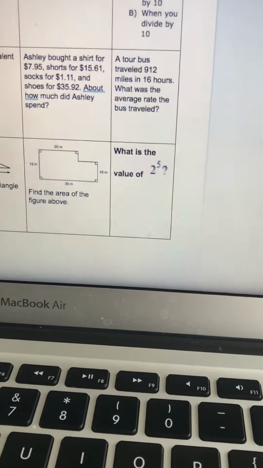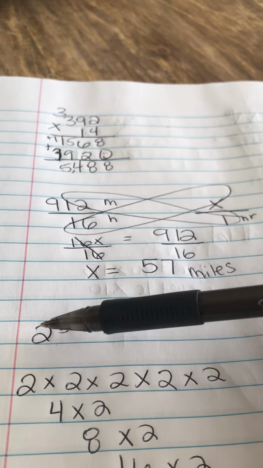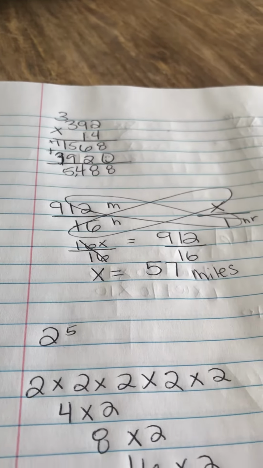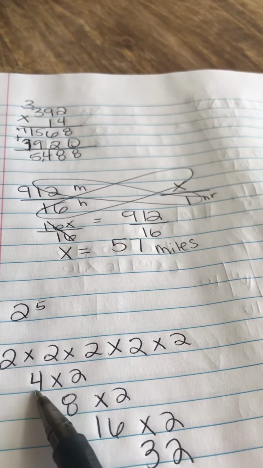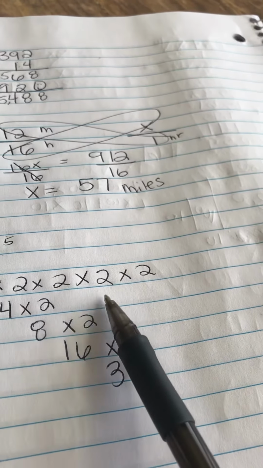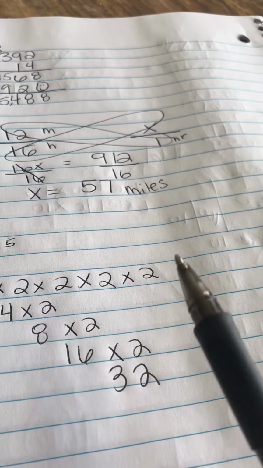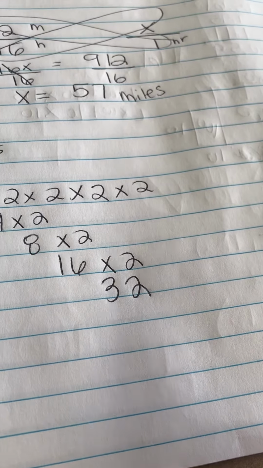So what is the value of 2 to the 5th power? 2 to the 5th power, remember the bossy exponent tells us how many times the base is going to be multiplied by itself. So we have 1, 2, 3, 4, 5. 2 times 2 is 4. 4 times 2 is 8. 8 times 2 is 16. And 16 times 2 is 32. So our answer to that one would be 32.